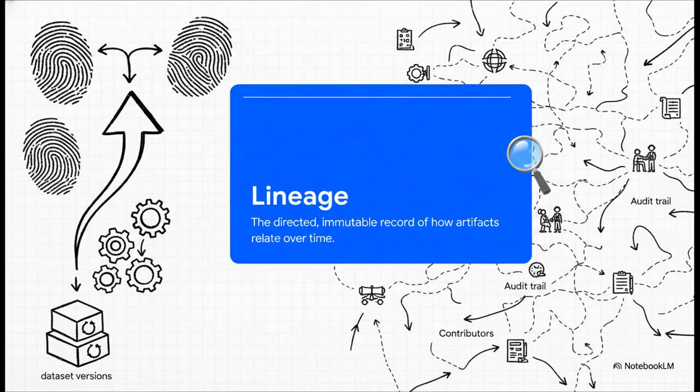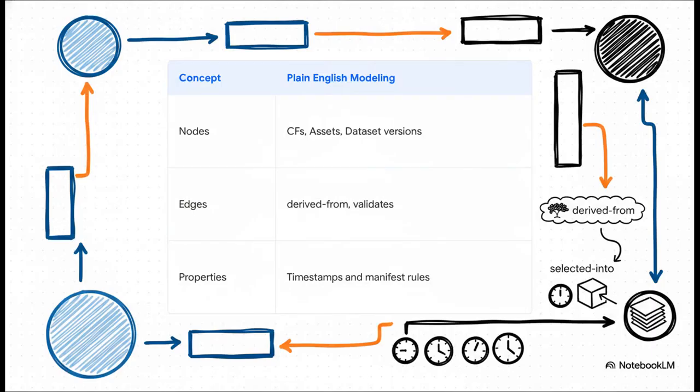It completely destroys the whole black box problem of AI data because it lets anyone mathematically prove exactly what's inside a dataset, exactly why it was included based on very specific rules, and where it originally came from, right down to the specific human contributor. If we break down how this map is actually modeled, we see a really brilliant append-only system.